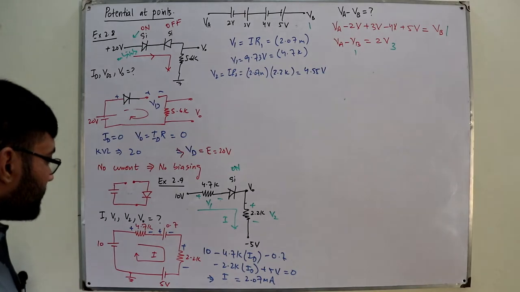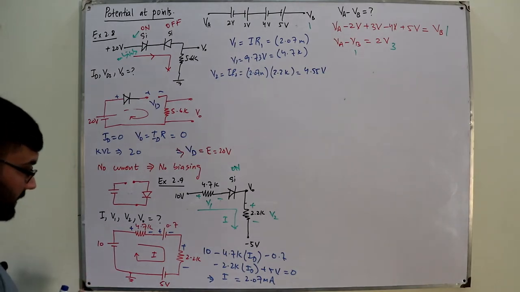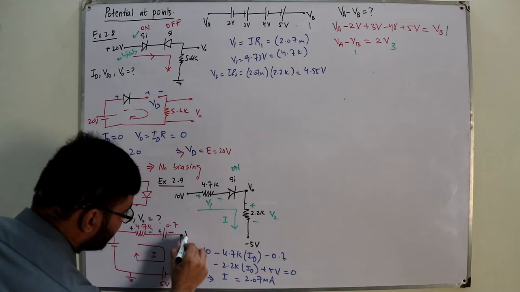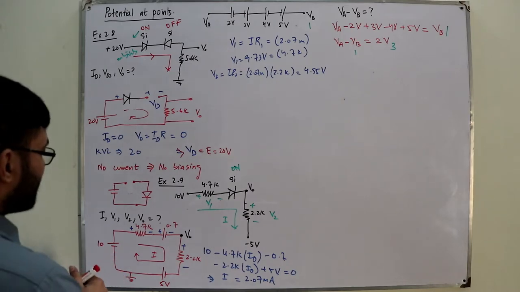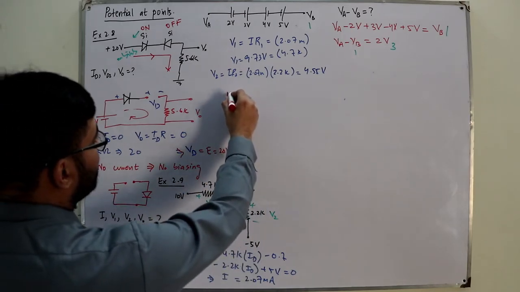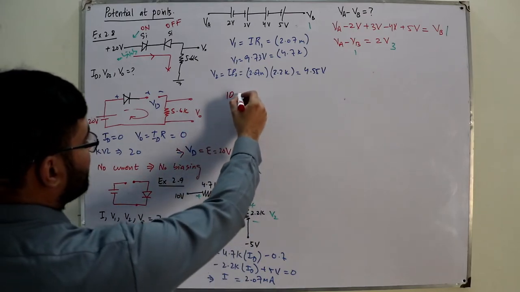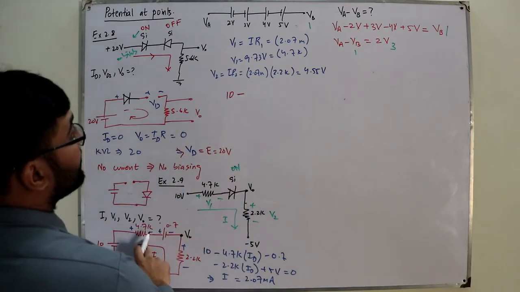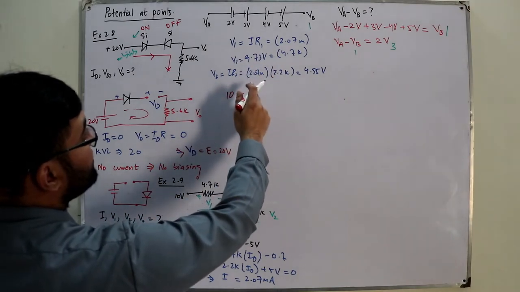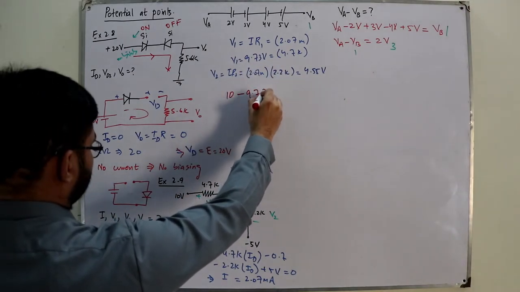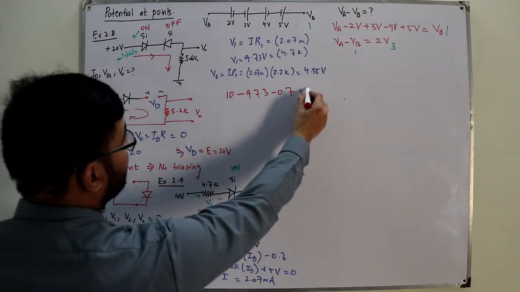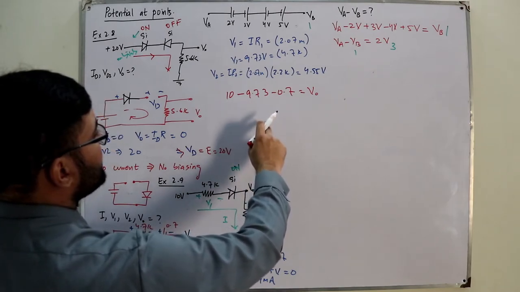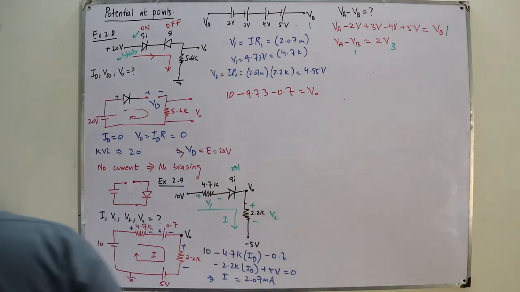This is done. V0 was where? V0 was over here, at this point, right? So for V0, what do we have? We will apply the potential at the point. So this is negative to plus, so this is 10 minus V1. V1 is where? 9.73 minus 0.7, and this is equal to V0. So have a look, 10 minus 9.73 minus this.